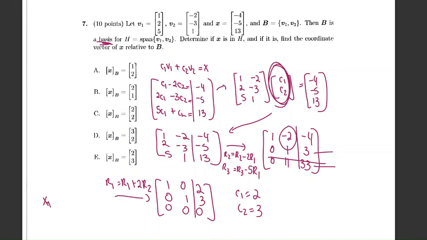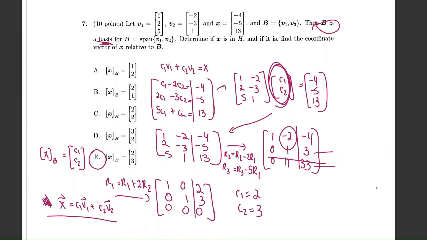So this means that X is equal to C1 times V1 plus C2 times V2. And this is already written quite nicely in the basis of B. So we can see that X written in this basis is just equal to C1, C2, which is 2, 3. So E is our answer.